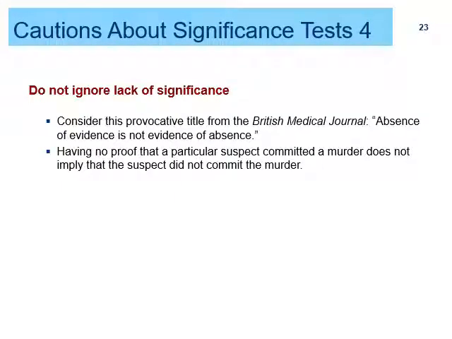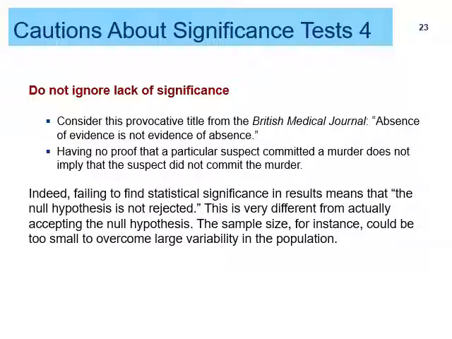Now, do not ignore lack of significance. Consider this provocative title from the British Medical Journal: absence of evidence is not evidence of absence. Having no proof that a particular suspect committed a murder does not imply that the suspect did not commit the murder. So failing to find statistical significance in results means that the null hypothesis is not rejected. This is very different from actually accepting the null hypothesis. Therefore, we never use the term accepting the null hypothesis. What we say is that we reject the null hypothesis, or we fail to reject the null hypothesis.